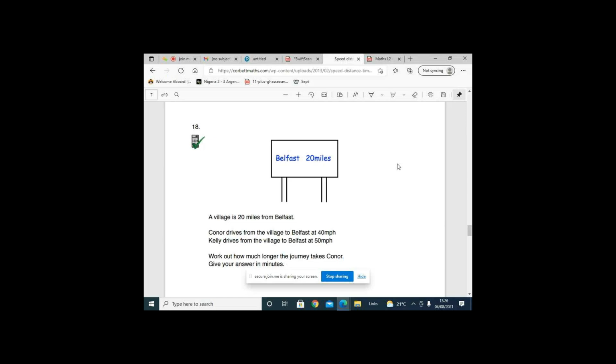So can you try this question? A village is 20 miles from Belfast. Connor drives from the village to Belfast at 40 miles per hour. Kelly drives from the village to Belfast at 50 miles per hour. Work out how much longer the journey takes for Connor.